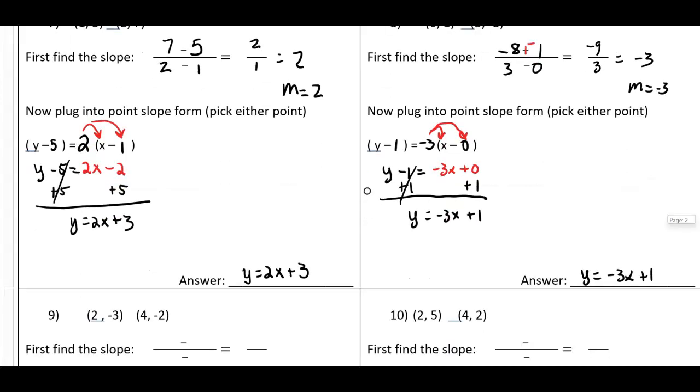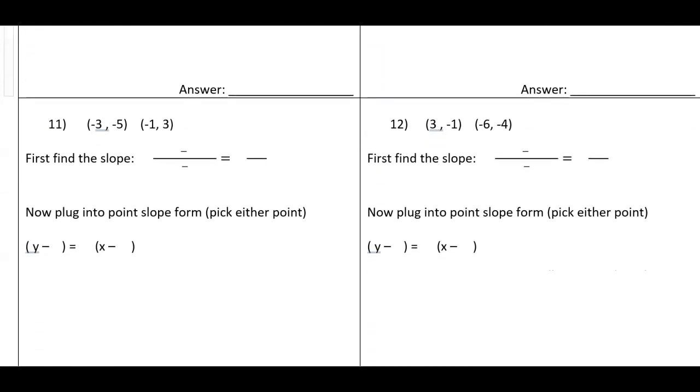Go ahead and do 9, 10, 11, 12, and then check in with an adult.